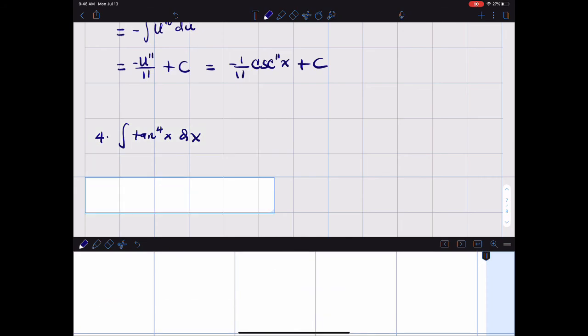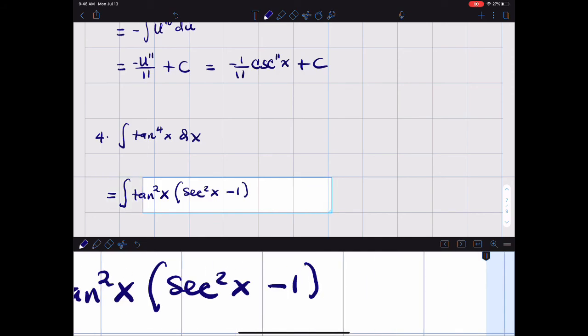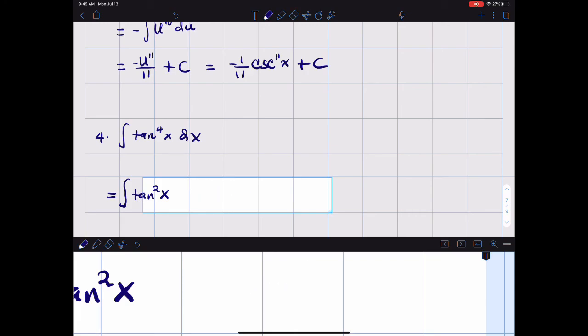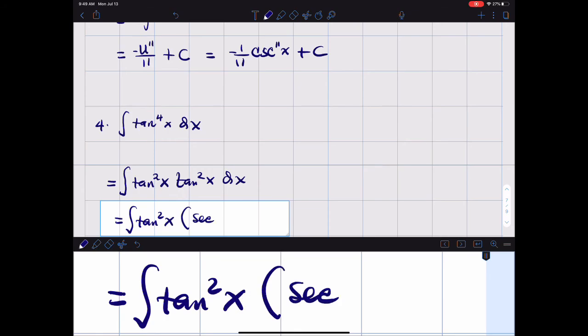Well, we don't have a rule for this, but we know our trig identities. So we can begin by just rewriting things a little bit. If you rewrite this as tangent squared x, tangent squared x, tangent squared x dx. I don't know where I'm going with this, but let's just explore it. Tangent squared x, and then we can write this as secant squared x minus 1 dx.